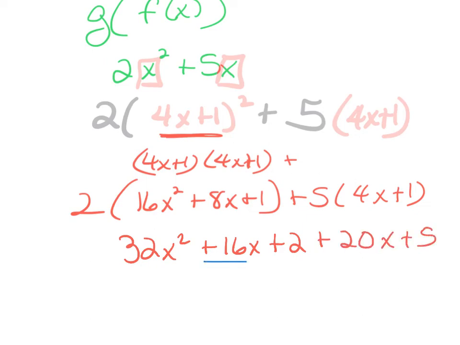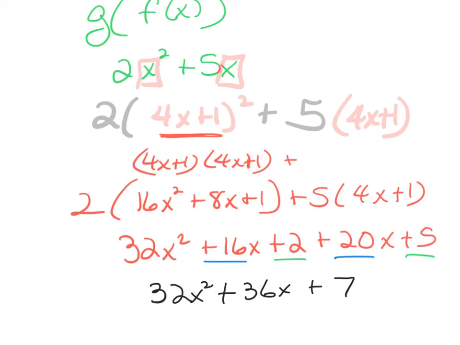I have like terms here with the 16x and the 20x and the 2 and the 5. So the final answer here is 32x squared, then add the 16x and the 20x, and we get 36x plus 7.